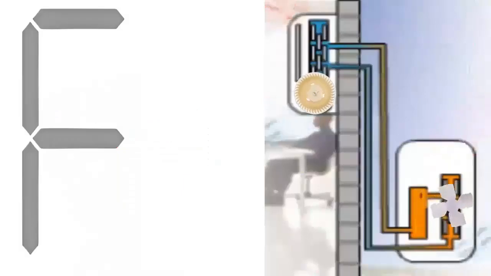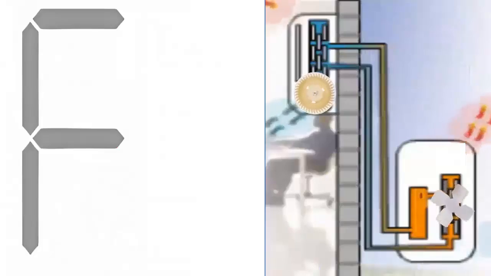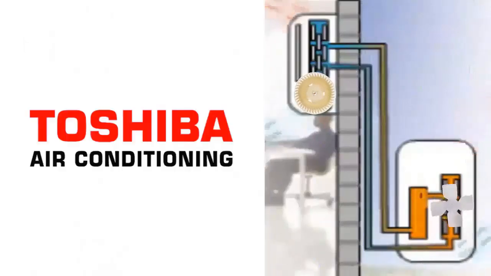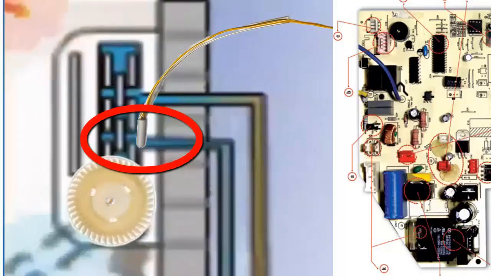Error code F01. Error in the liquid line temperature sensor of the indoor unit, responsible for measuring the temperature of the refrigerant coming from the thin pipe of the external connection to the indoor unit.